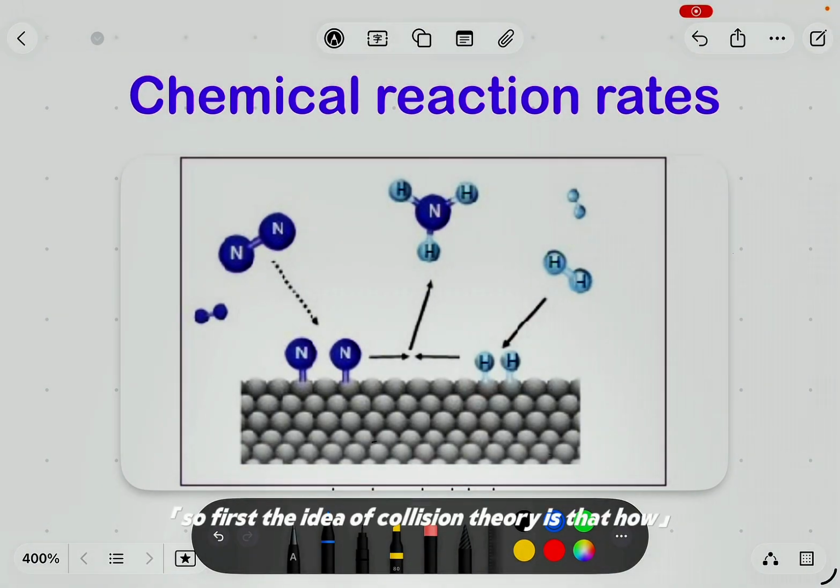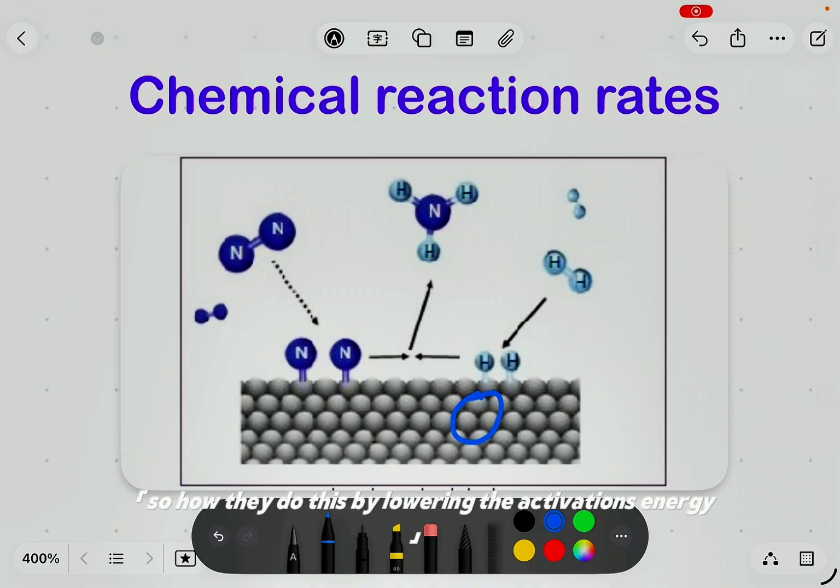First, the idea of collision theory is that how quickly a reaction happens depends on how often and how strong the collisions are between the reactant molecules. You can see these pictures. This part is catalyst. The catalyst can do 2 things. They can either increase the number of effective collisions, or they can make it more likely that these collisions will lead to reactions. They do this by lowering the activation energy.